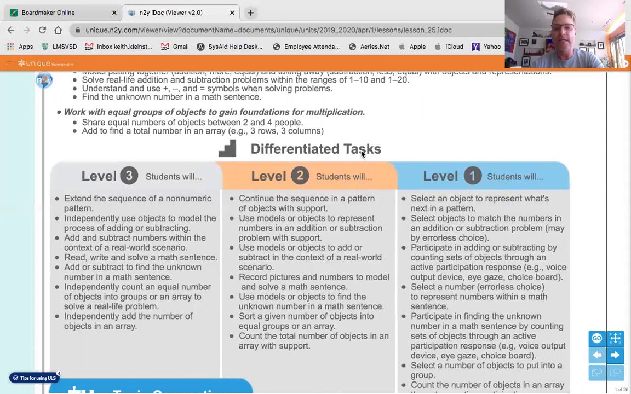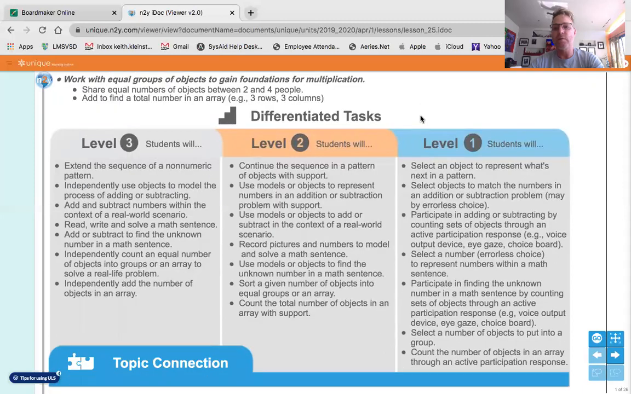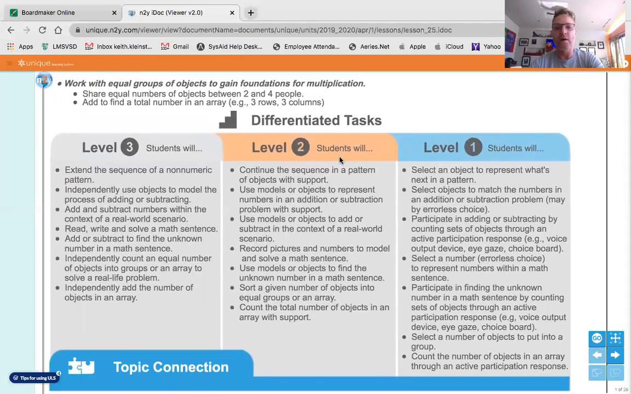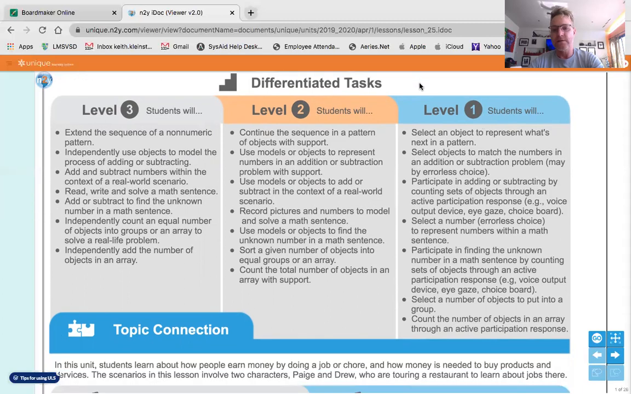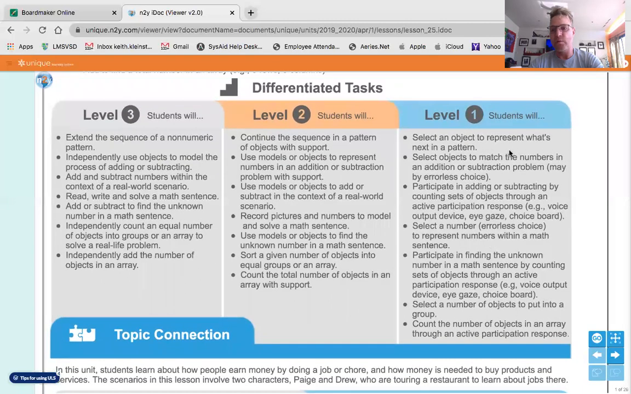So we have a differentiated learning task. We want to meet all students where they are. Most of our students, again, I repeat, this is what we want them to do. We're doing the level 1 differentiated tasks. We have some others that are at 2 or 3. I'm not going to read each one of these, but these are the tasks they should be able to do following this lesson. So we're actually going to go to the first lesson.